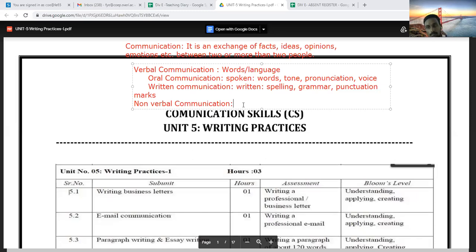Transmission of messages, that will be non-verbal communication. Here also we are transmitting our message, but verbal communication uses words and language. Transmitting a message is communication, but non-verbal communication uses facial expressions or eye contact. Yes, now you are right. Pranali is also saying that here we are going to use other means, not words or language. Here we are not going to use any words or language.